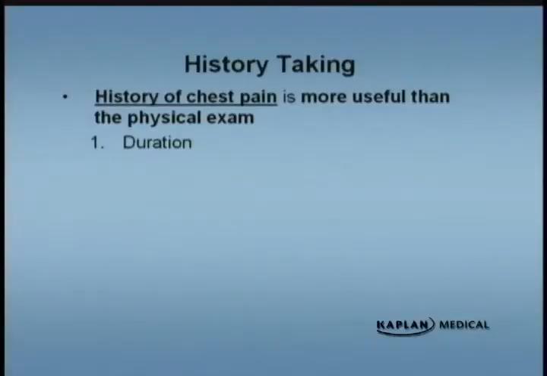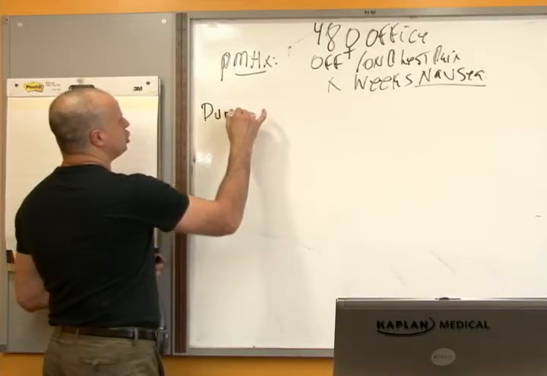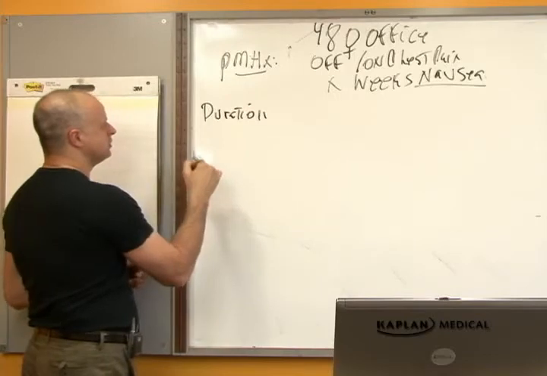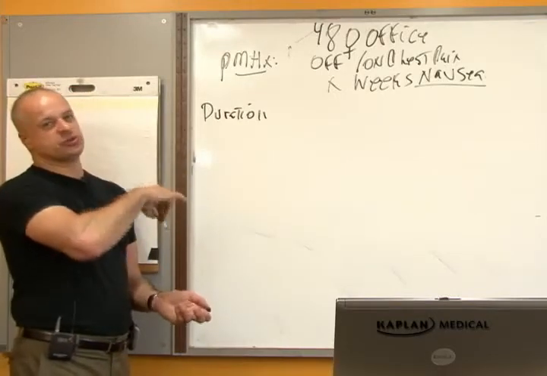Let's see. The first thing in the history is what is the duration of pain. If the pain lasts for a second, a needle for a second, not ischemia. A second of pain, 2 seconds of pain is not ischemia. Ischemic pain doesn't last for a second. On the other hand, ischemic pain also doesn't last for hours and hours either. Ischemic pain is 10 minutes, 20 minutes, 30 minutes. If it's a second or if it's hours and days, it's not ischemic pain.